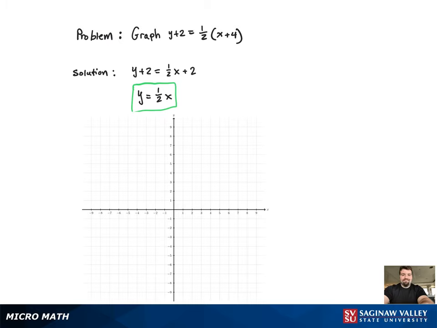Now we're ready to graph. One of the nice qualities about it being in slope-intercept form is you can identify right away the y-intercept, which in this case is 0, and that point is just the origin that I shaded. Now we're going to use the slope, rise 1, run 2, to get the second point. Now we just connect the dots, and there's the graph.